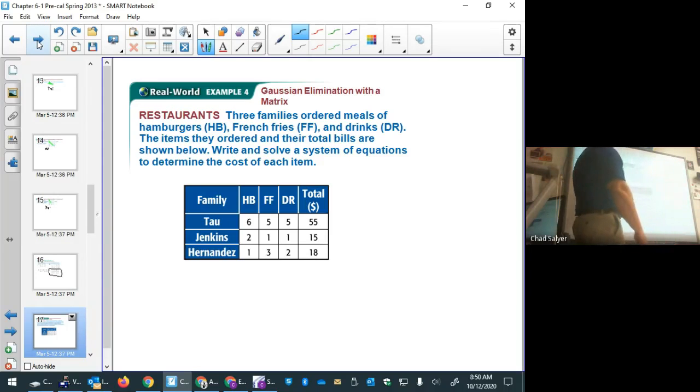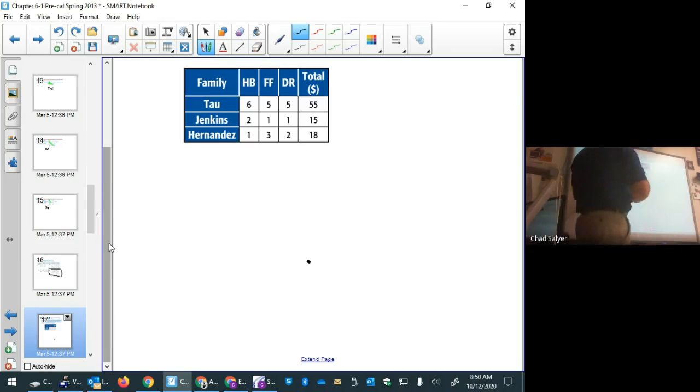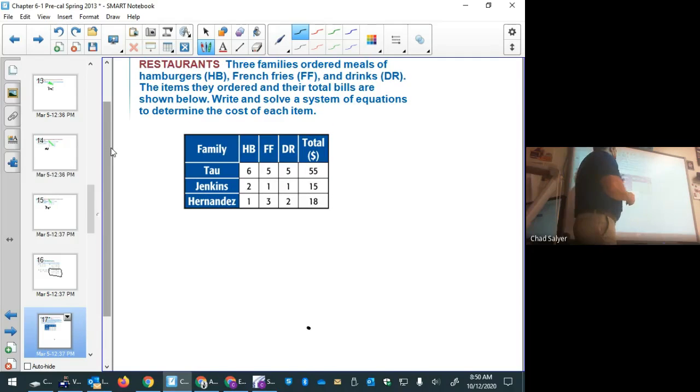Okay, restaurants. Three families ordered meals of hamburgers, french fries, and drinks. The items they ordered and their total bills are shown below. Write and solve a system of equations to determine the cost of each item. So you've got the Tao family, the Jenkins family, and the Hernandez family. Hamburgers, fries, and drinks. The Tao family, they ain't playing around. They ordered 6 hamburgers, and then 5 fries and 5 drinks.